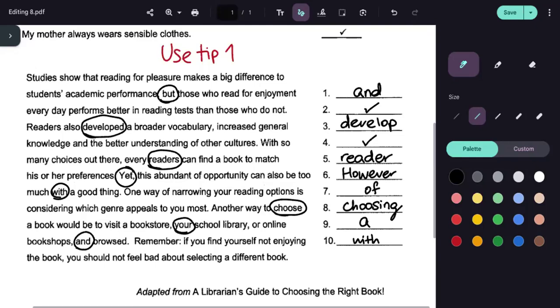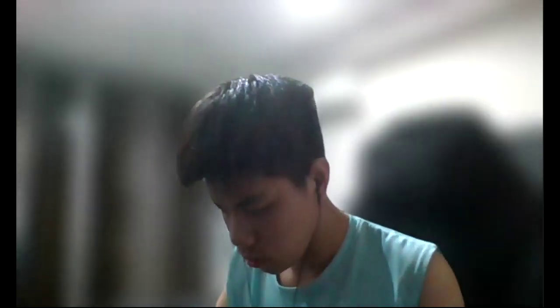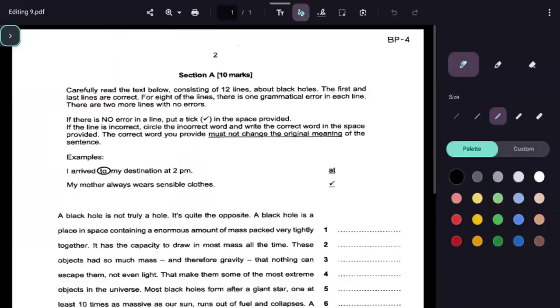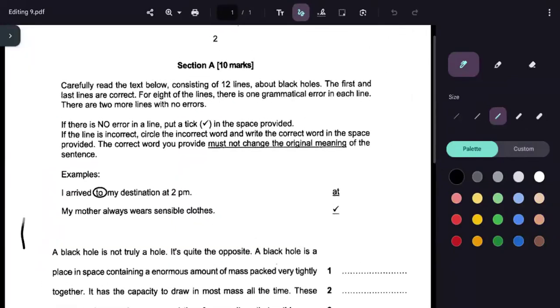Okay, I am back from settling something. Okay, let's continue with editing 9. I hope I can finish all of my 10 uploaded ones today. Let's see. Okay, all right. So this one, same thing. Let's go through it together.